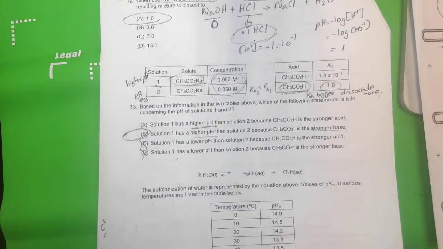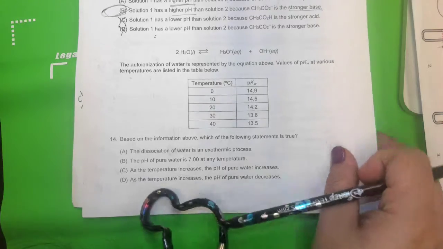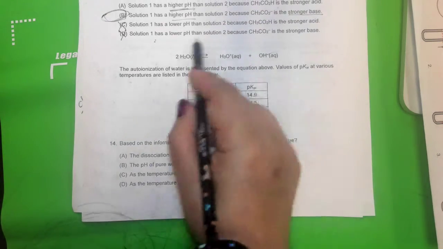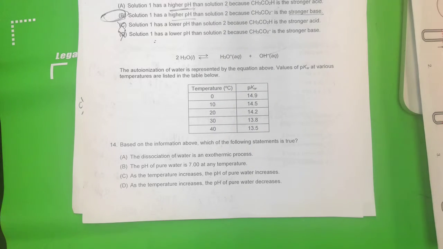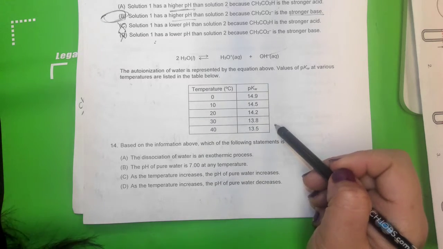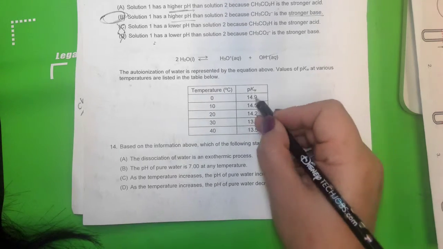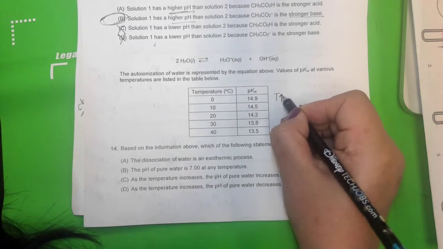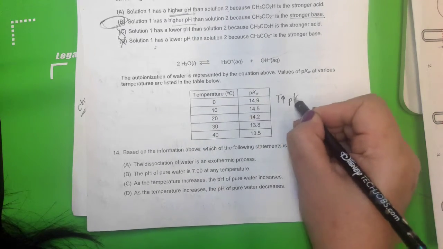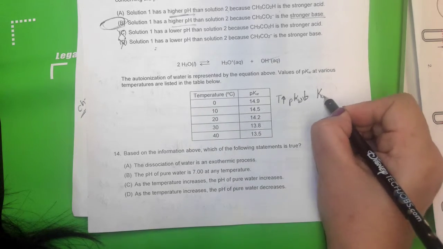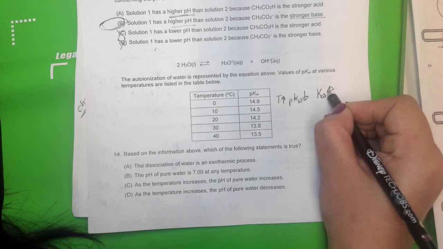Okay, all right. Number 14. Okay, water. We talked about this question in class before. This is a dissociation of water we talk about. Okay, take a look at Kw. What is happening to the Kw here as this goes by? Okay, pKw is decreasing, right? Temperature is increasing. Your pKw is decreasing. Remember, pKw and Kw are backwards, so Kw is increasing.